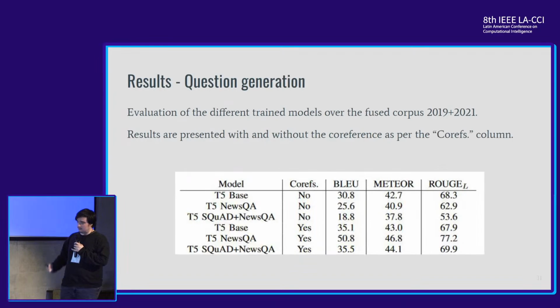And just to present some results, here are the results of our model. This is the question generation phase isolated, and the corrects column indicates whether the coreference resolution stage is applied or not. So that's the thing I want to remark the most. As you can see, when the coreference resolution stage is applied, results are greatly improved. That's one thing we observed, and again, that's what I wanted to remark the most.